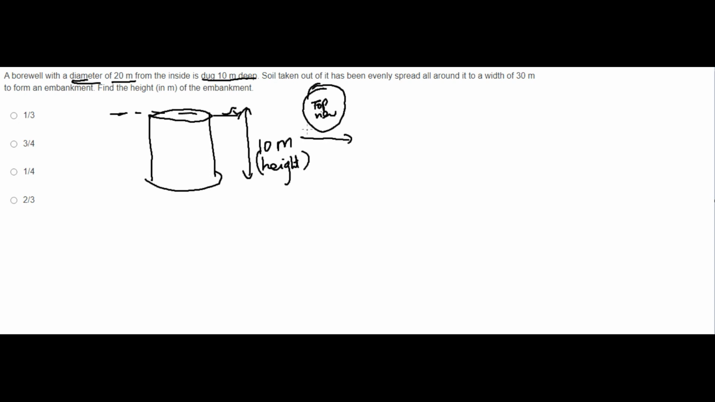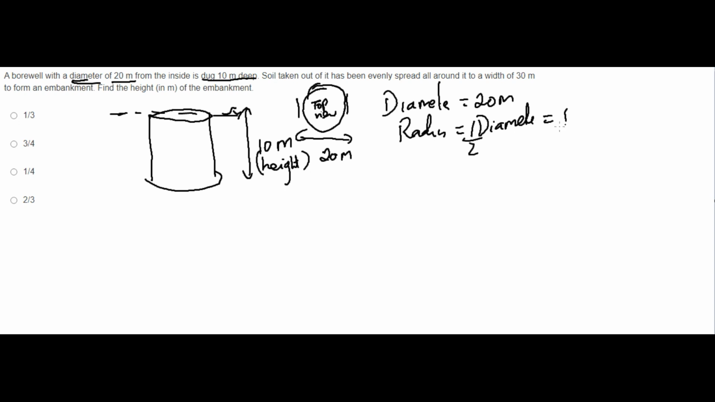So diameter, from here to here, this is 20 meters. Automatically you know that if the diameter is 20 meters, the radius means what? Radius is half of the diameter, is it right? So half of the diameter means 1 by 2 into 20, which is equal to 10 meters radius.